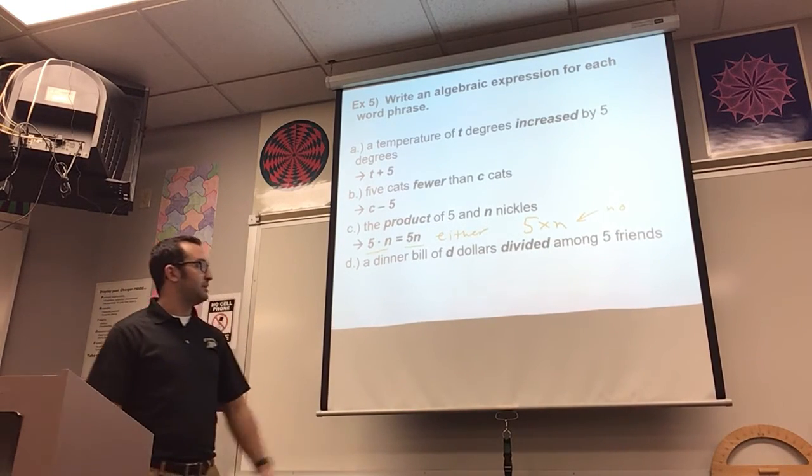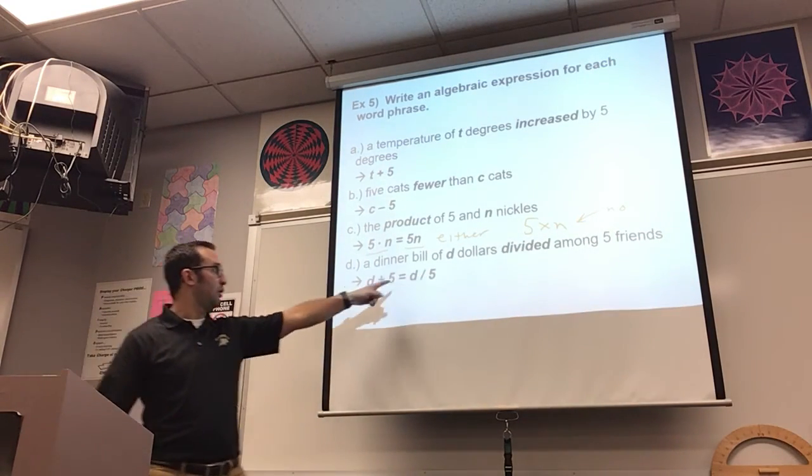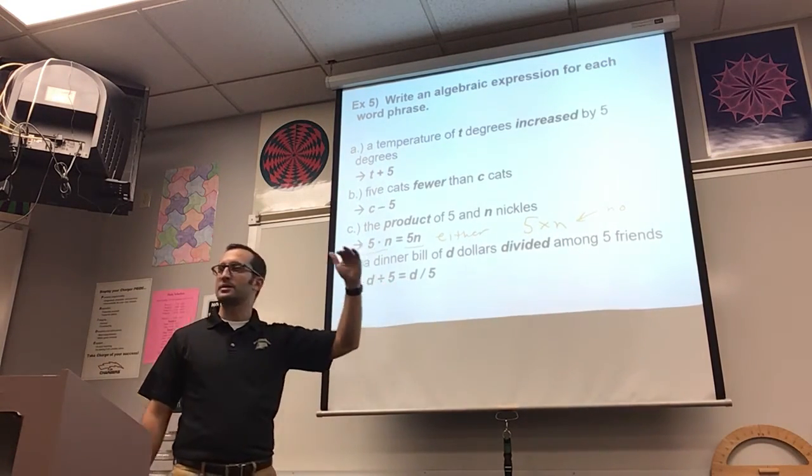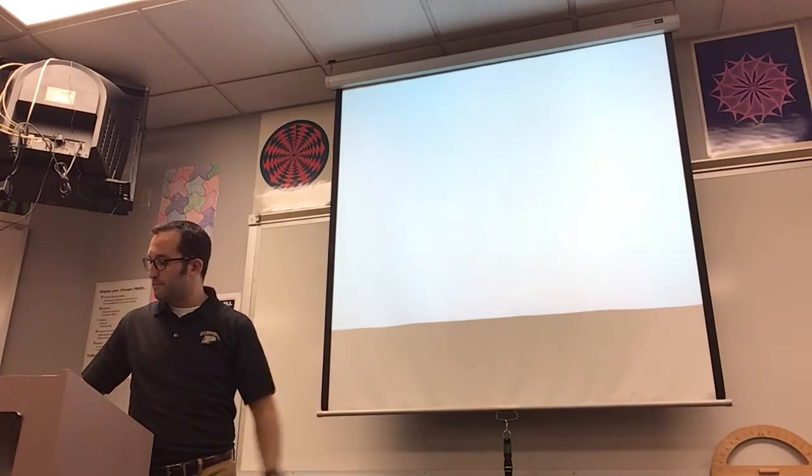A dinner bill of $D divided among 5 friends. D over 5 and D divided by 5. Exactly, D over 5 or D divided by 5. So we write it as D over 5 as a fraction, or D divided by 5. Pretty straightforward, right?